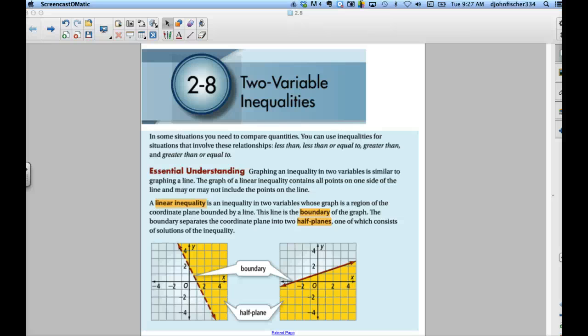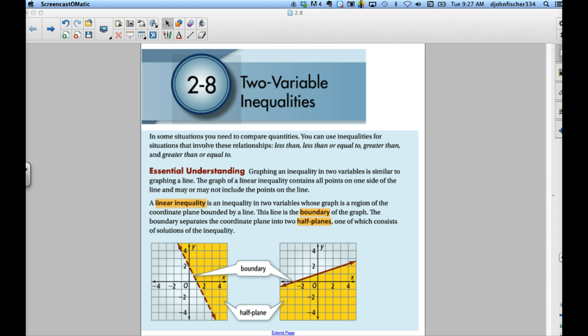Last section of chapter 2.8, two variable inequalities. In some situations, you need to compare quantities. You use inequalities for situations that involve these relationships: less than or equal to, greater than, and greater than or equal to.